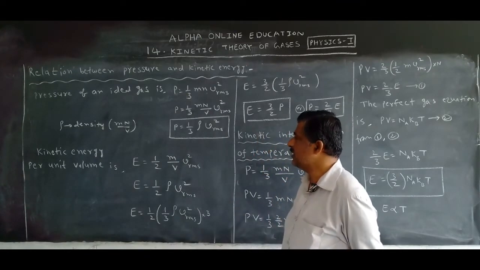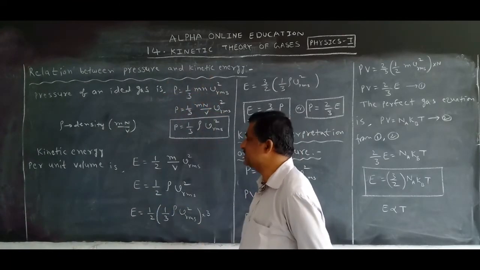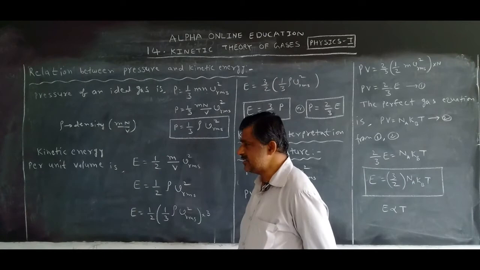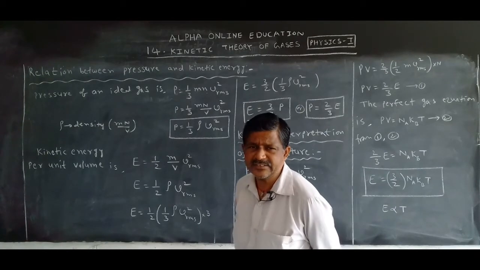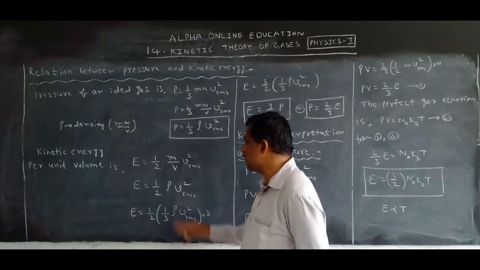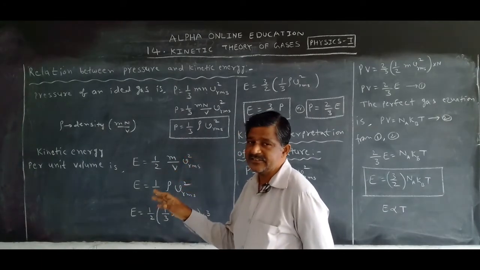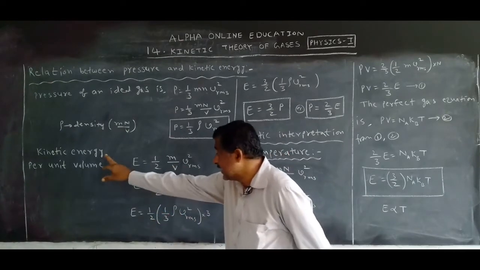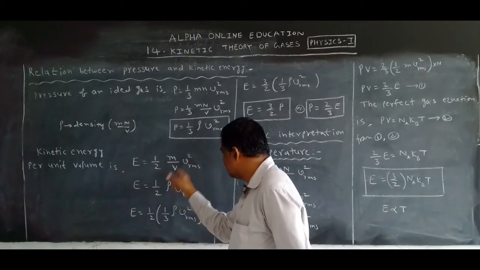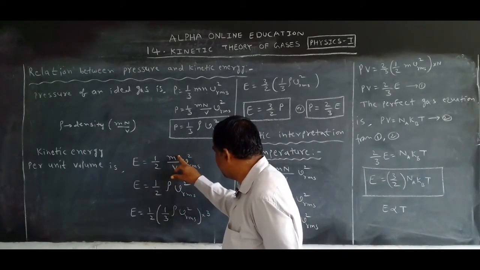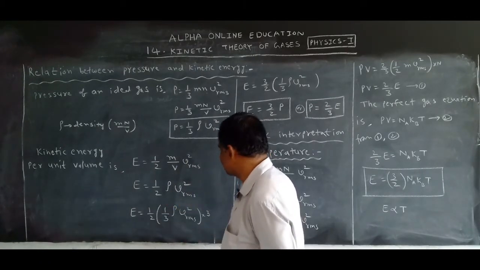Now, what do we actually want to establish? We want to establish the relation between pressure and kinetic energy, kinetic energy per unit volume. We know the formula of kinetic energy: half mv square, half m V RMS square. That is the kinetic energy equation. But what we have taken here is kinetic energy per unit volume. Kinetic energy per unit volume, so again mass per volume is taken as density, E is equal to half rho V RMS square.